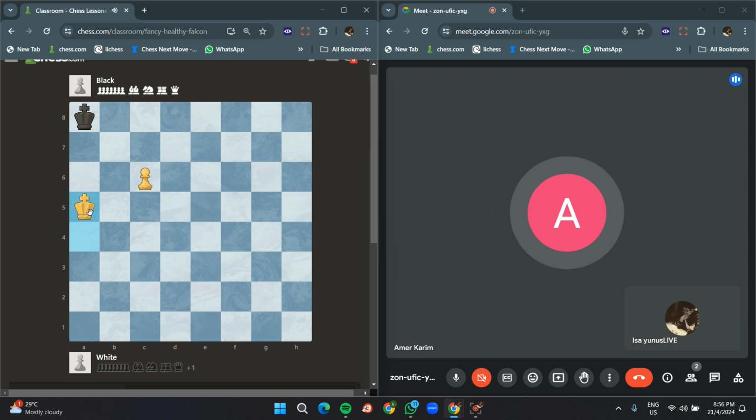Yes, this position is, but black is taking the opposition actually. Black will take the opposition. But okay, opposition is okay. Yes, you can now. Okay, I move back. Yes, very good, Isa. Quickly you learn this.